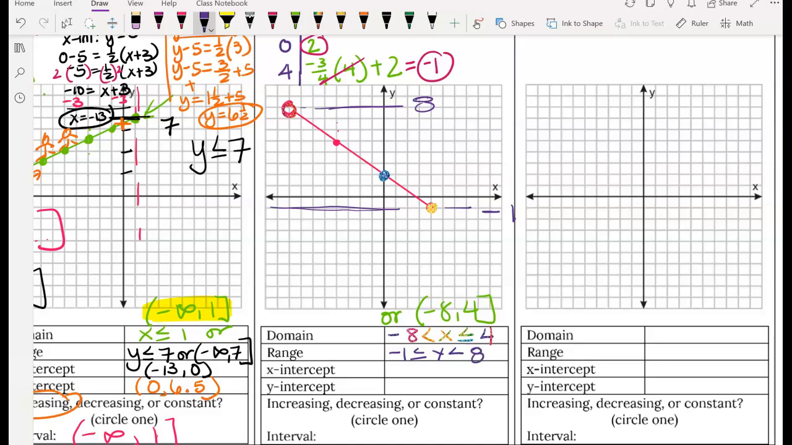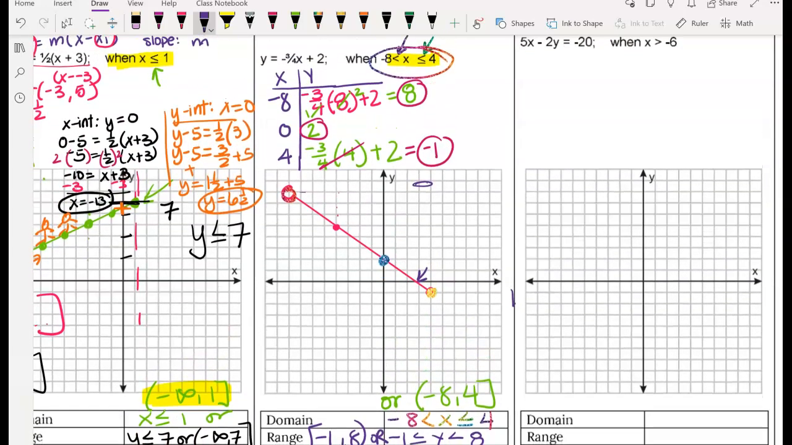Or we can use interval notation, still going to be the smaller number then the larger number. This is a closed circle, so that's going to be a bracket, negative 1 bracket, comma, all the way to 8, that's parentheses, if you like interval notation or inequality. X-intercept is when y equals 0. I do see that it crosses over the x-axis right there, but it's not a nice number, so we have to manually find it.